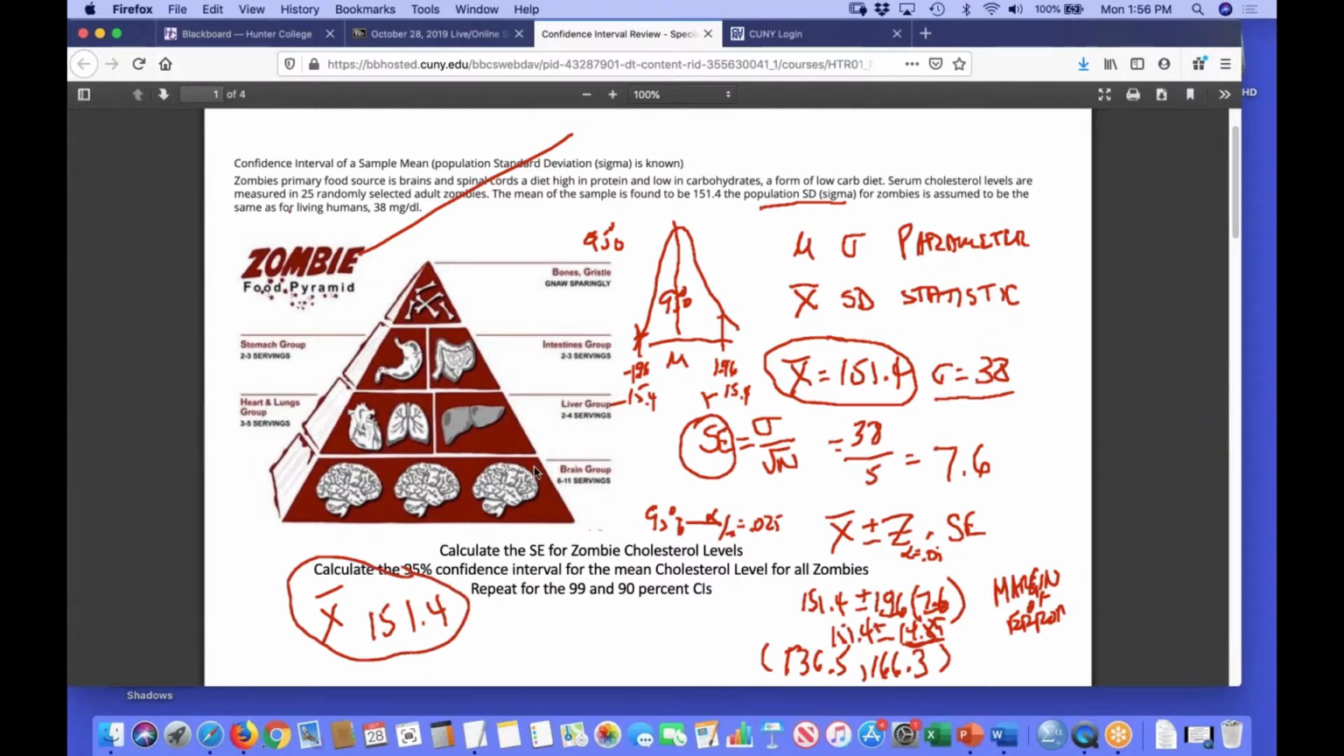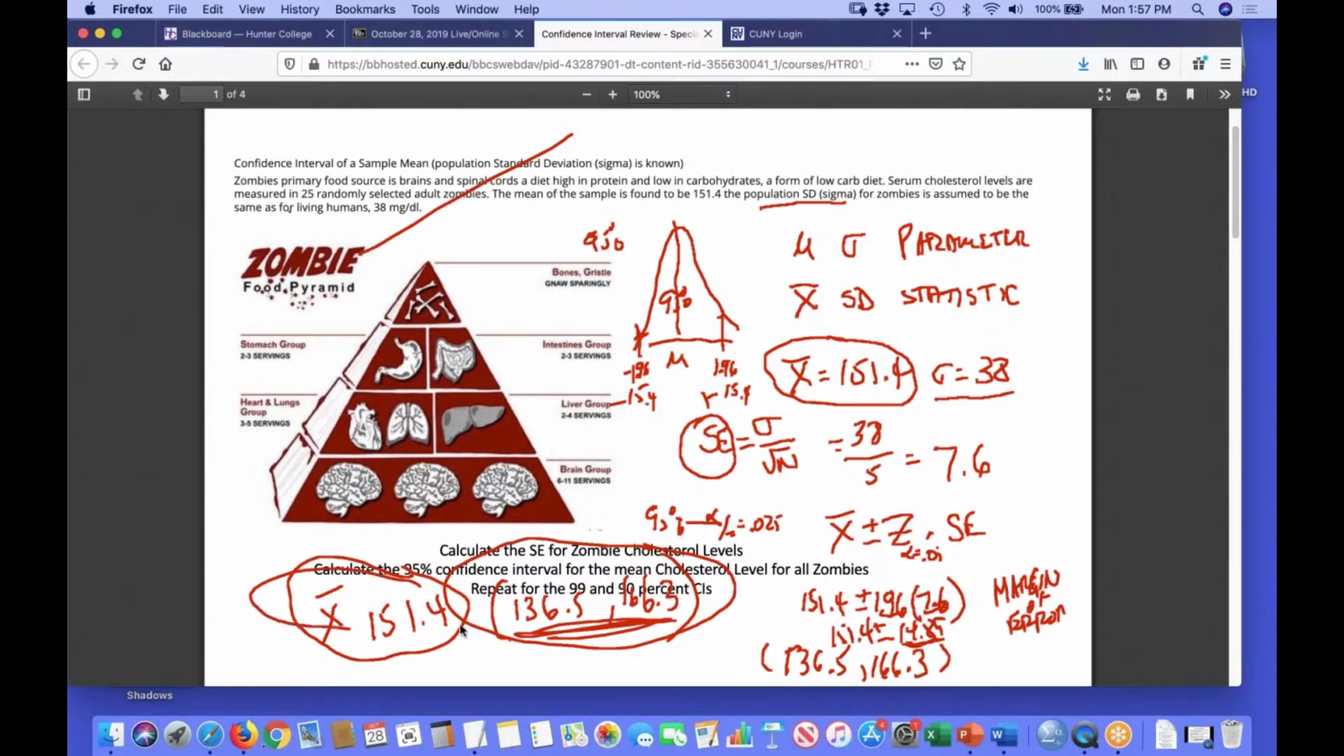have no idea how much variability there was in this sample of zombies, or in this population of zombies. You would have no idea of how likely it is that the true population mean would be anywhere near that 151.4. But now, by giving you this confidence interval, 0.5 to 166.3, you have much more confidence about where the true population mean really lies. You know that you're 95% sure that it's within that range.